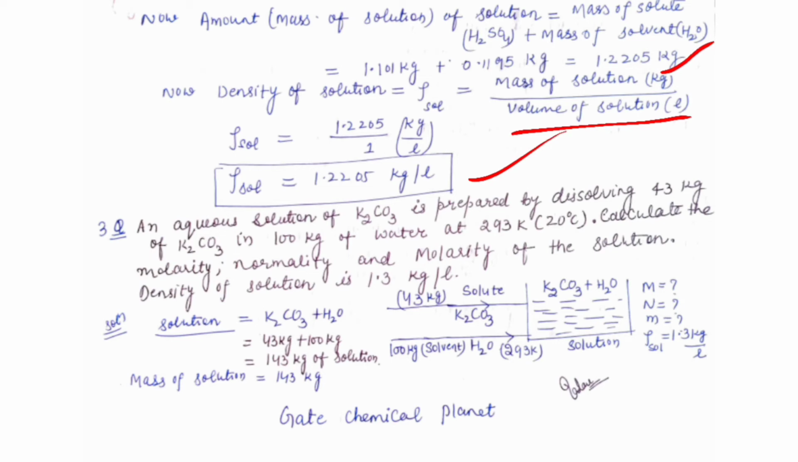Question number 3 is: an aqueous solution of K2CO3 is prepared by dissolving 43 kilograms of K2CO3 in 100 kilograms of water at 293 Kelvin. Calculate the molarity, normality and molality of the solution. And the density of solution is 1.3 kilograms per liter. So here the value of density of solution is given. We have to calculate the molarity, normality and molality of the solution.